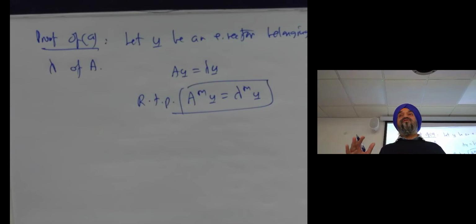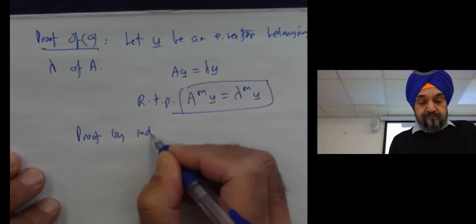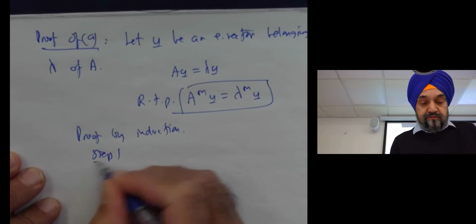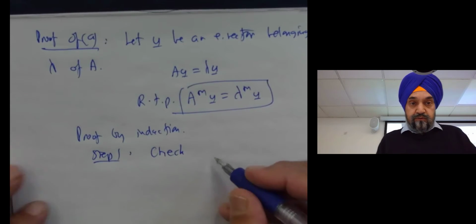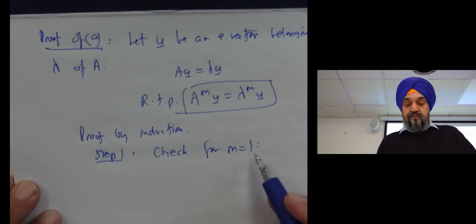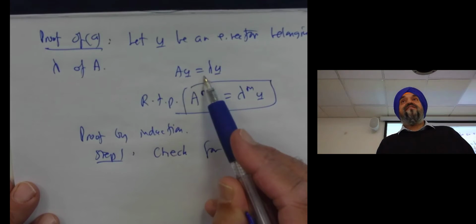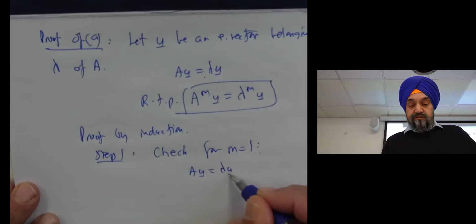If you want to show something for M, a natural number, you look at proof by induction. There are 3 steps in proof by induction. First you do it for M equals 1. Induction step 1: check for M equal to 1. Is it true? Yeah, of course. That's the definition. We have AU is equal to lambda U. So that works.